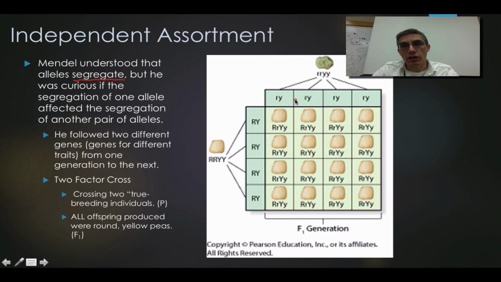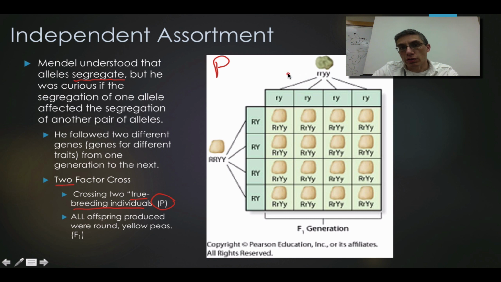And we set up our gametes, again those sex cells, those sperm or egg, on the top and the left-hand side. Now, we call this a two-factor cross, and the 2 is referring to the two different traits that we're looking at. So the first thing that he decided to do is cross two true breeding individuals. So this is going to represent our P generation. So this is our first initial cross.